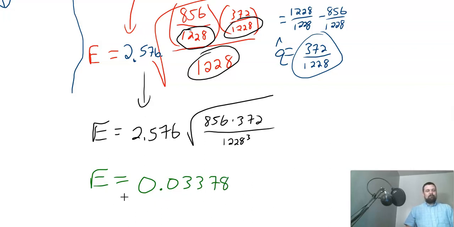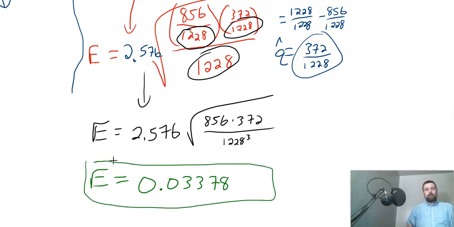0.03378. Again, bad form on my part, I probably should keep more decimal places than that, but I think that's enough to get a good answer. That's a margin of error which is about 3%, right?